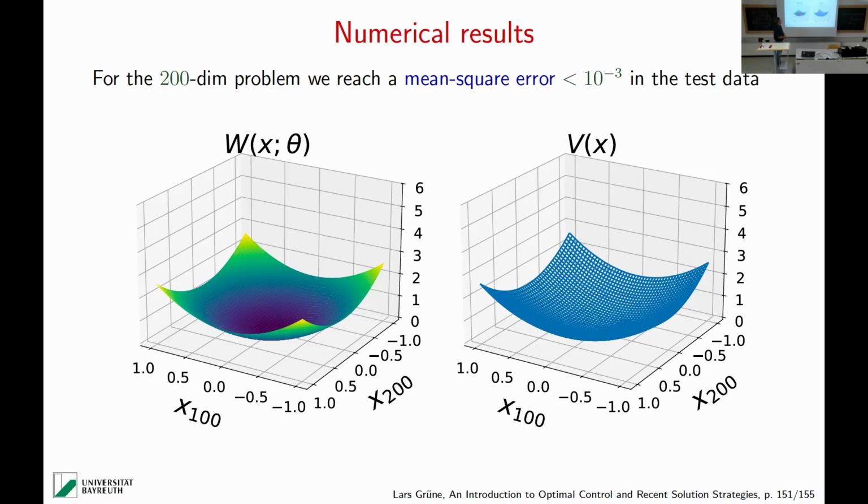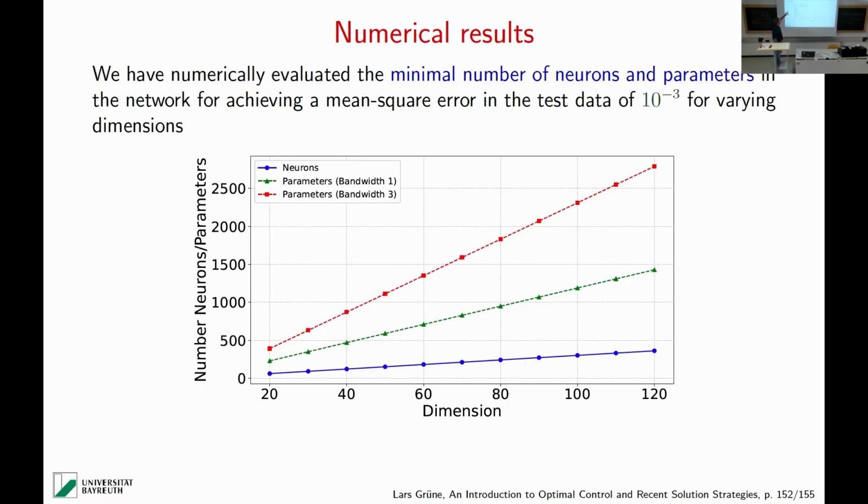in the test data. We then checked, just experimentally, what is the minimum number of neurons and parameters. The number of neurons and the number of weights is not always the same. In the network, if we want to achieve this 10 to the minus 3, depending on the dimension, you see that we have a perfect linear growth, both of the number of neurons and the number of parameters. Of course, it depends on the bandwidth, the number of parameters that we need, but we predicted polynomial growth actually in this approximation theorem. We actually only see linear growth.